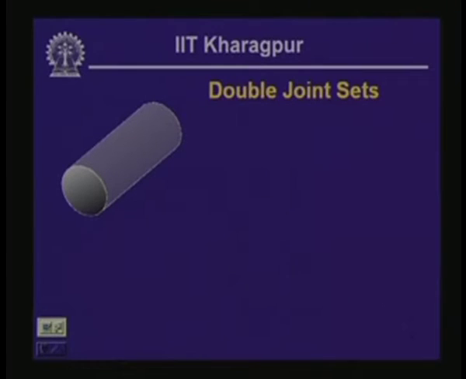Now, let us look at the problems that are associated with this type of geologic setting. Here again we are going to consider one tunnel. Let us say the tunnel alignment is like that, and the first joint set is oriented in that manner, and the second joint set is oriented in this manner. So, both these joint sets are striking parallel to the axis of the tunnel.